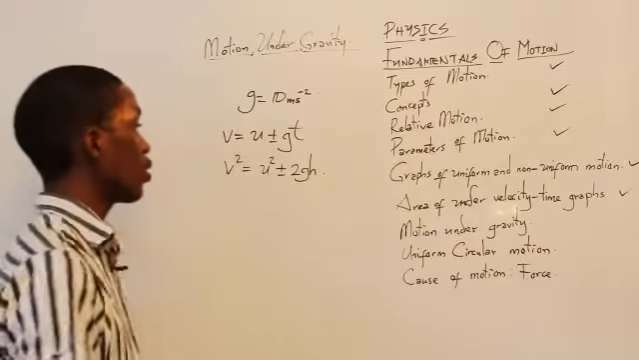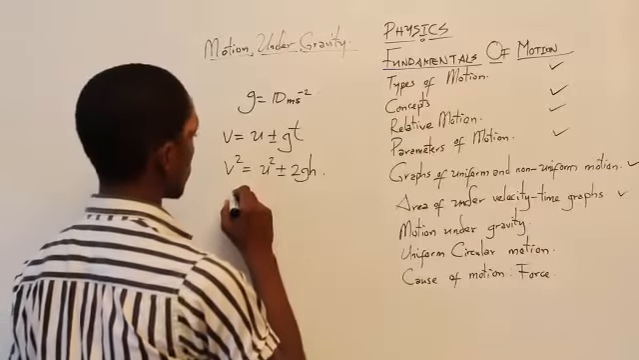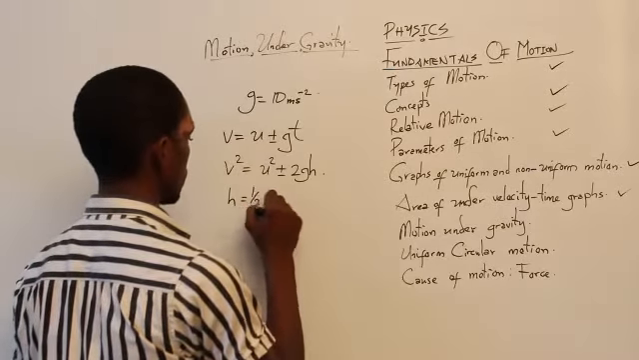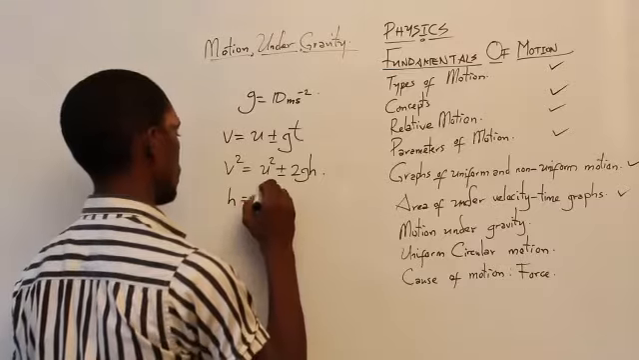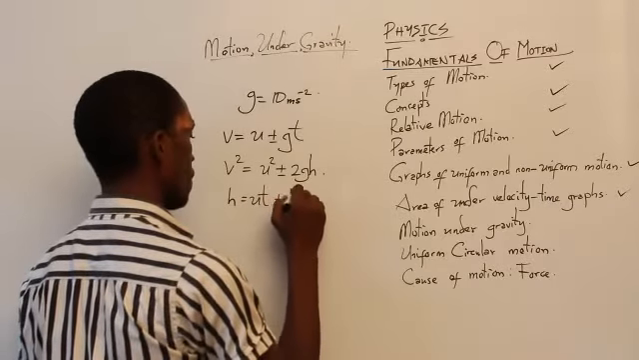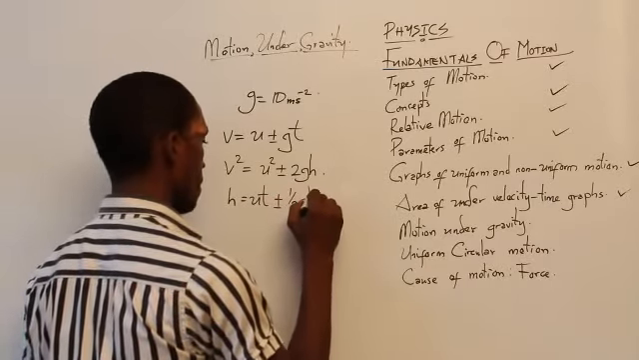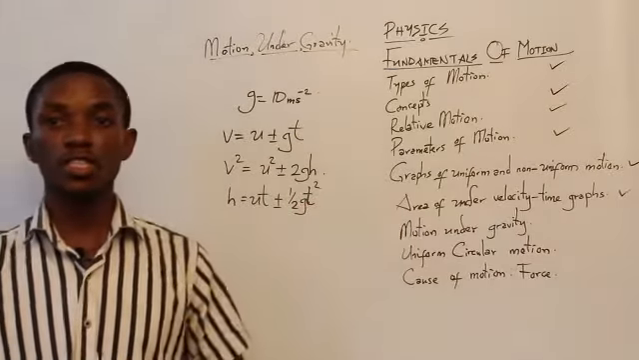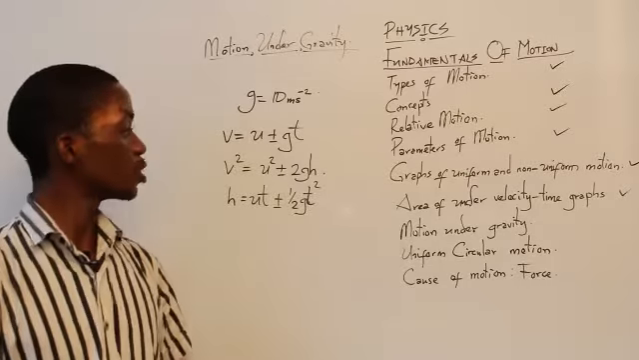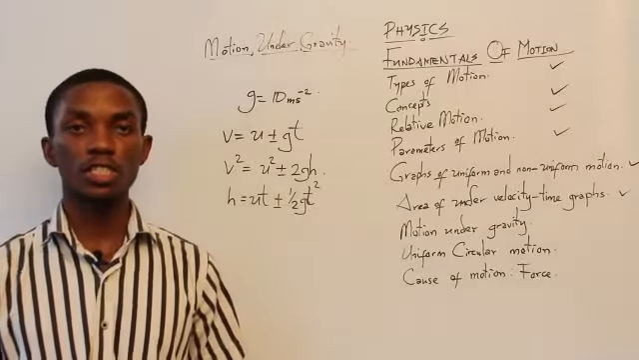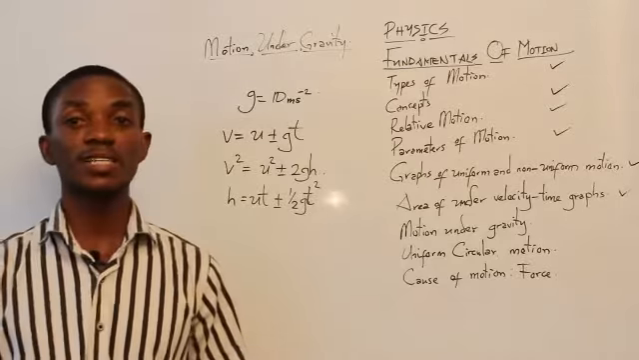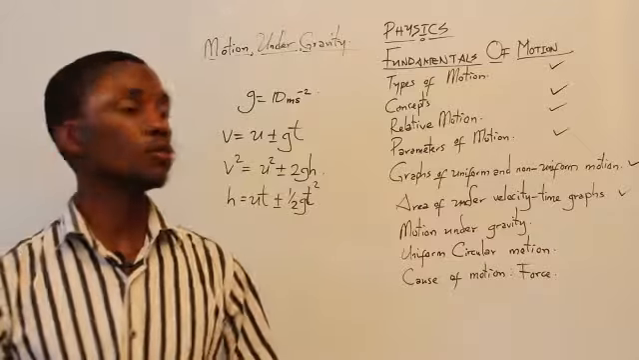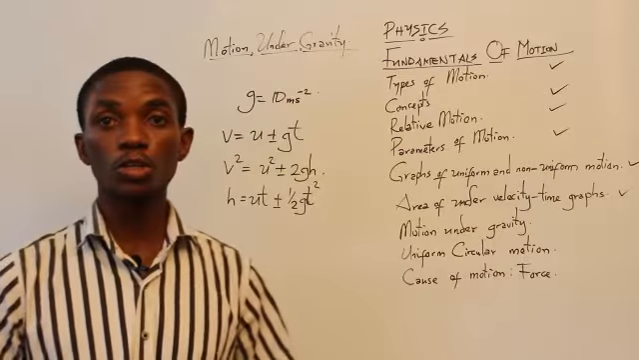And the third formula also being used is H equals UT plus or minus half GT squared. All the formulas maintain their predefined definitions. These are the formulas that we do use when we have calculations involving motion under gravity.